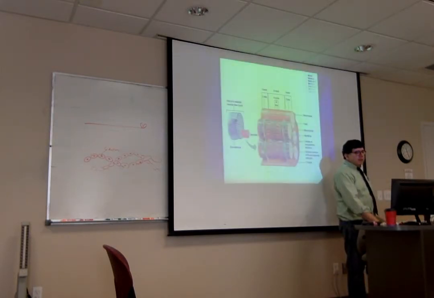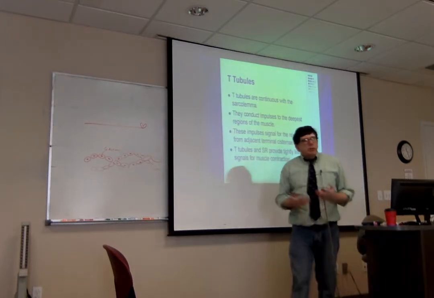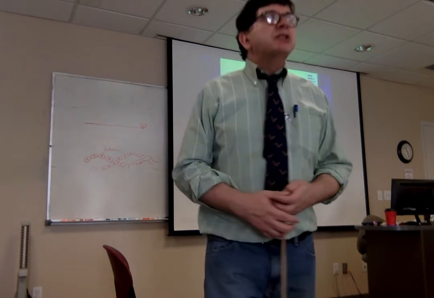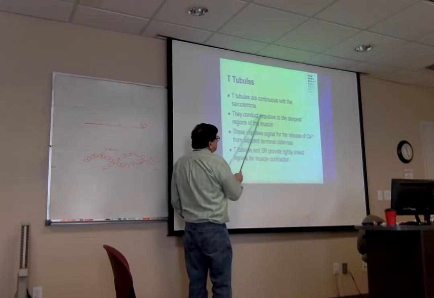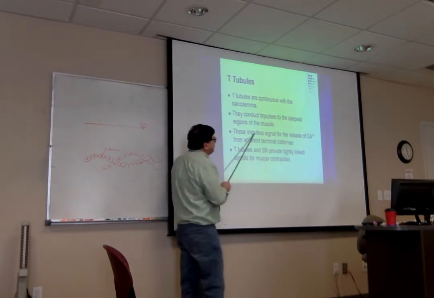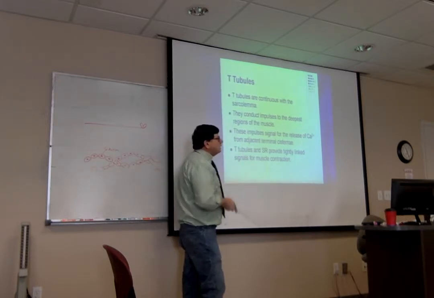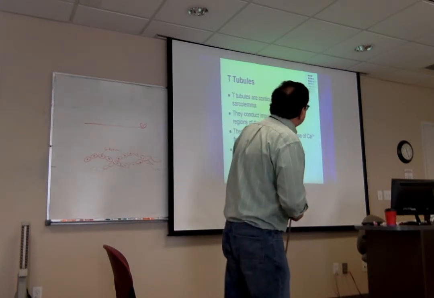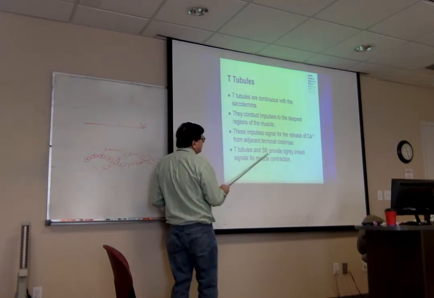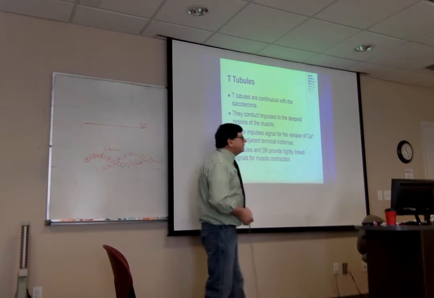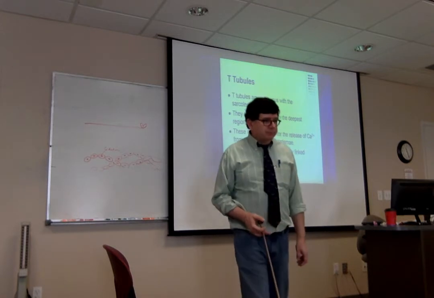So we're getting closer to the mechanism of muscle contraction now. T-tubules are continuous with the sarcolemma. They're just an invagination, an inward extension of the sarcolemma, so they can conduct impulses, action potentials, to the deepest regions of the muscle. These impulses, when they reach the triad, signal for the release of calcium from the adjacent terminal cisternae. So calcium is released in response to this nerve signal. T-tubules and the sarcoplasmic reticulum provide tightly linked signals for muscle contraction. That release of calcium is going to bring about muscle contraction.